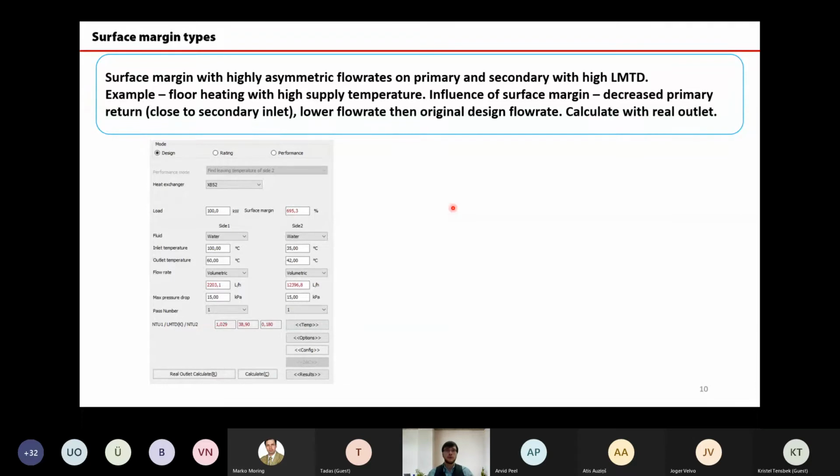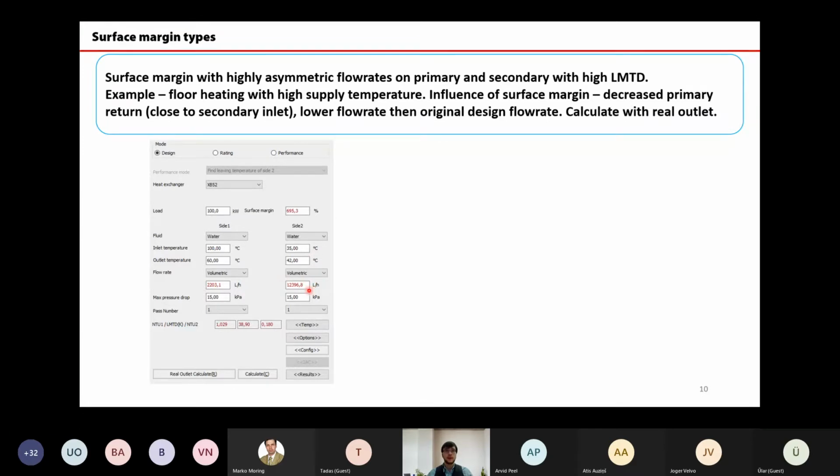Floor heating now is becoming more and more popular, and I want to highlight what I mean by asymmetric flow rates. If you check the capacity here, 100 kilowatt, and on the primary side we have design conditions 100 degrees inlet, 60 degrees outlet, and on the secondary side we have 35 degrees inlet, 42 degrees outlet. You will see that the difference in temperatures on the primary side is 40 degrees, and on the secondary side is just 7 degrees.